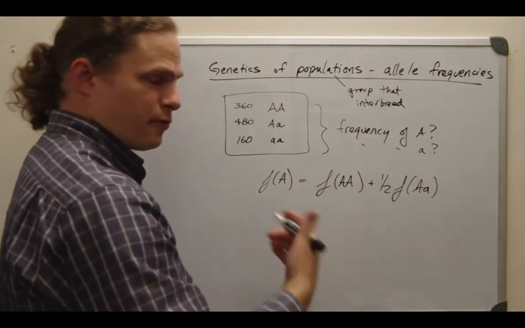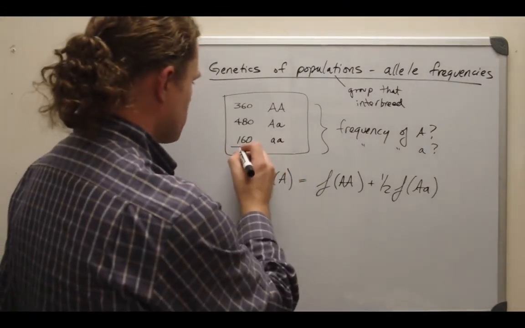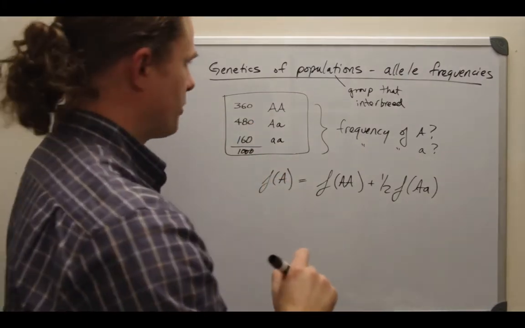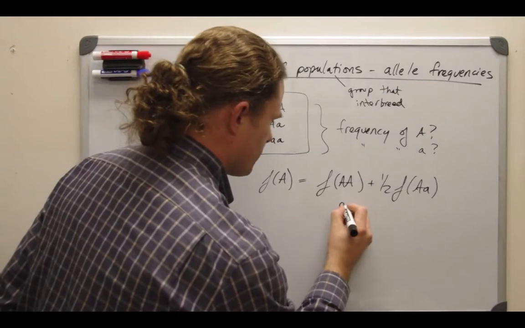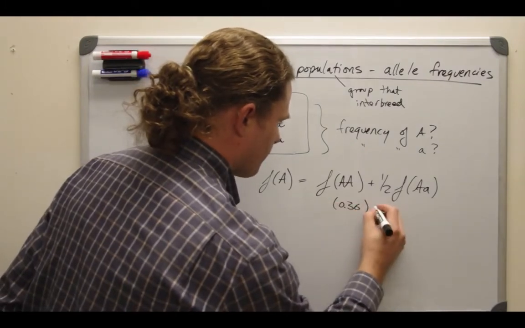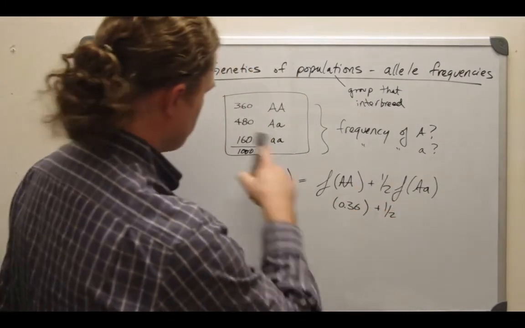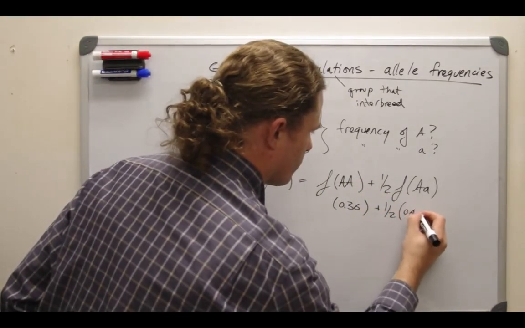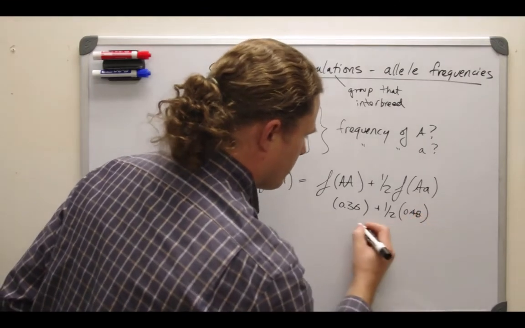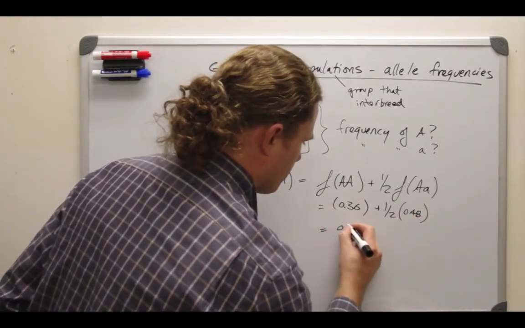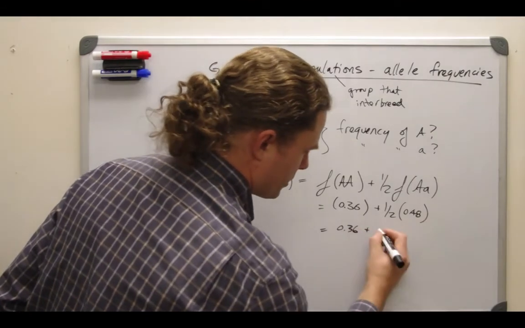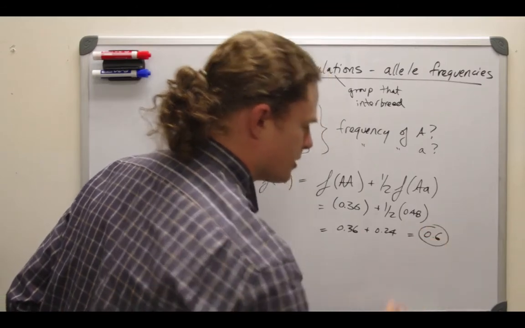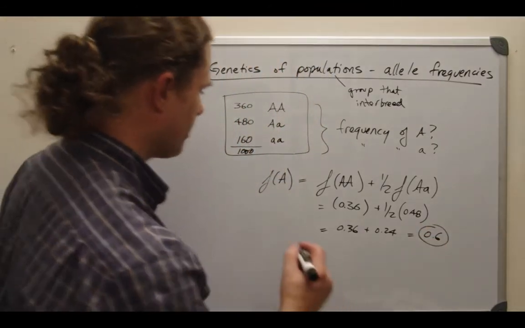So in this case, now we need frequencies. The total number of individuals in this population is 1,000, and we have 360 that are big A. So this frequency is 0.36, and then 1/2 of this frequency, 0.48 divided by 2, so 1/2 times 0.48, that's the same as 0.36 plus, work this out, 0.24. And you'll see that that comes up to that 0.6 that we just calculated for the frequency of big A.